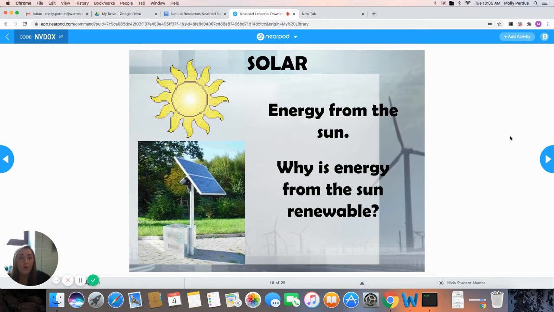Solar, pretty simple, just energy from the sun, right? We see a ton of solar panels everywhere. Why is energy from the sun renewable?